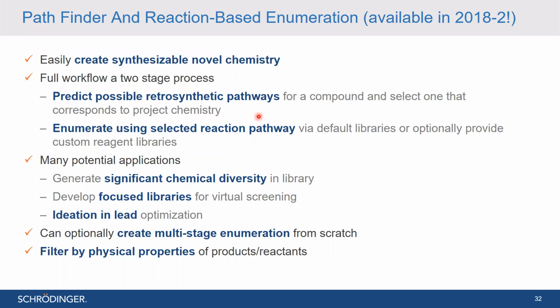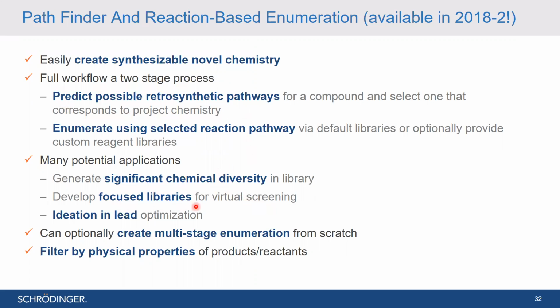Or you can also predict all those pathways in a retrosynthetic way. Then you can use this information for enumeration of molecules. And at the end, you can also generate chemically diverse compounds, but with the same synthetic feasibility. This tool is basically for focused library generation.